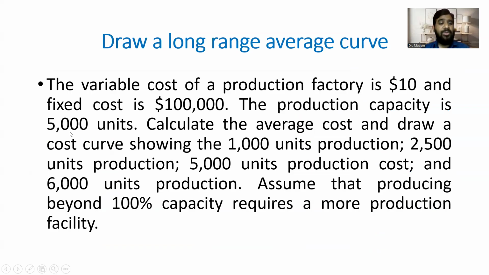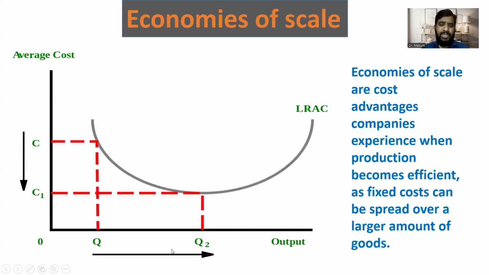So when you are going to rent one more factory, your fixed cost will increase. All right. So maximum you can increase your production up to your 100% capacity. Beyond 100% capacity, you have to rent one more factory. When you are renting one more factory, that means your fixed cost, rental cost, will increase.